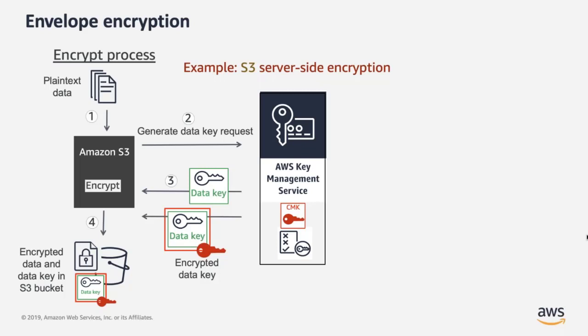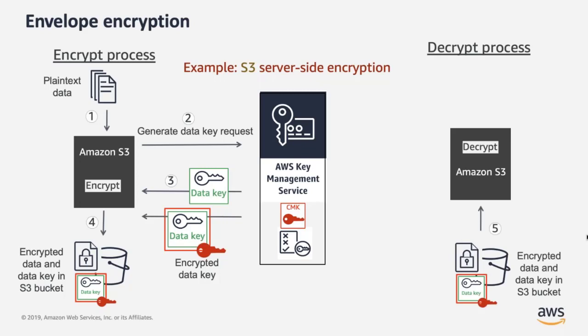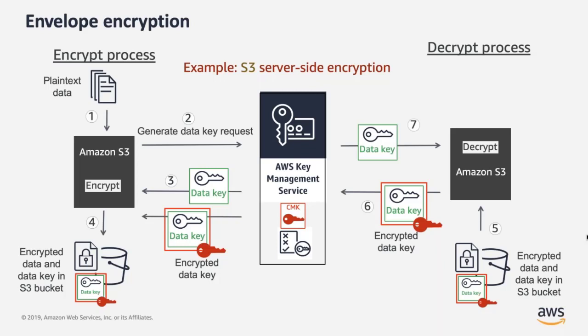That's the encryption side. Now moving on to the decryption side, when you want to open that object. So S3's got the encrypted object and the encrypted key, wants to decrypt it now. It's going to send the encrypted key only, not the data itself, to KMS. And then KMS is going to check its policy, make sure S3 still has access, and send the data key back to S3. And then with that plain text data key, S3 will be able to decrypt the object, and you'll be able to read the plain text data.